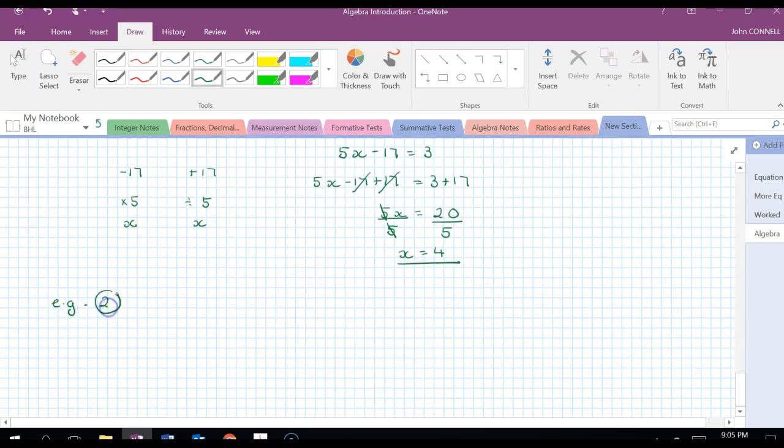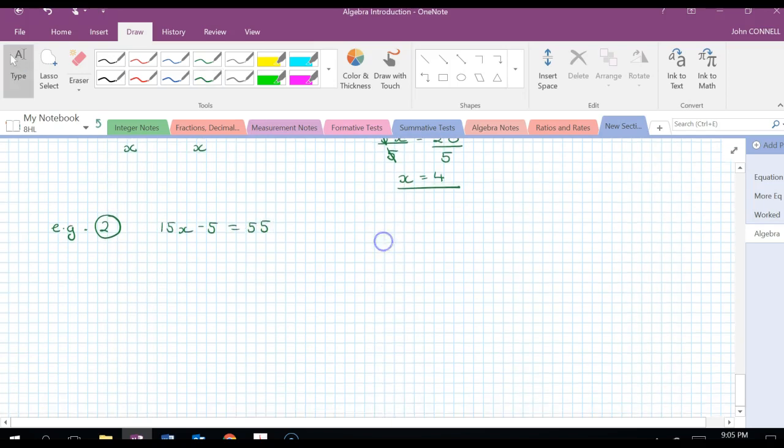Now, our second example told us that 15x take away 5 was the same as 55. So in this case, x is being multiplied by 15, and then 5 is being subtracted from that. So if I want to undo this, I'm going to have to add 5 and then divide by 15, and that's going to give me x.